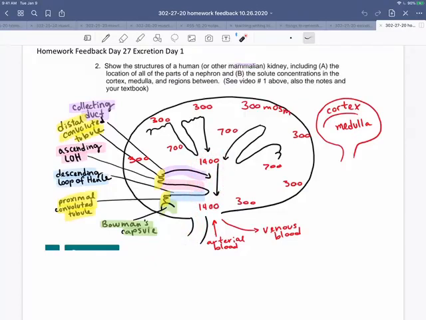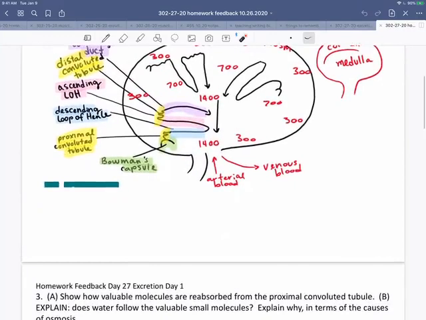The nephrons start out in the cortex, so they all have their glomerulus in the cortex. This one really should be out here. And they dip down with the loop of Henle, back out to the distal convoluted tubule and collecting duct.